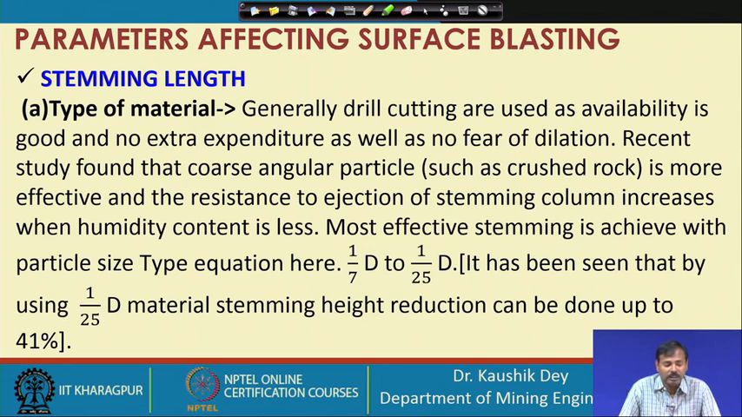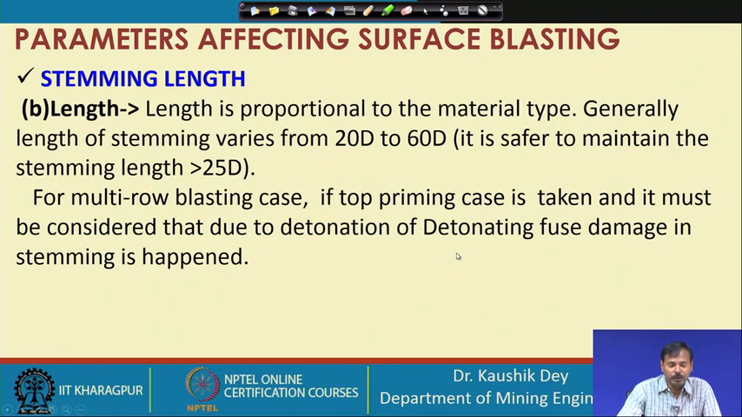So, that is why dry, coarse and strong particles are preferred as stemming material. Most effective stemming is achieved with a particle size of 1/7 d to 1/25 d. If the particle size is in that range, then it acts as the best stemming material. But because of the easy availability of drill cuttings, we mostly carry out stemming with drill cuttings only.